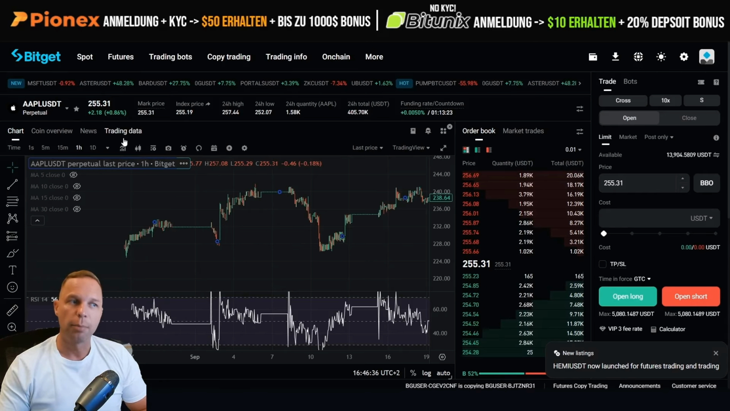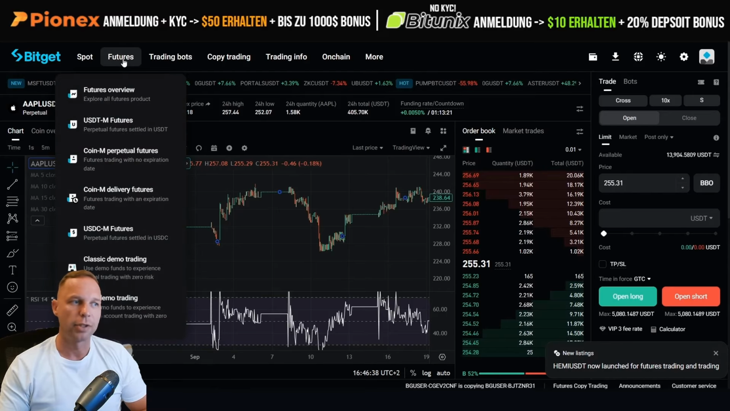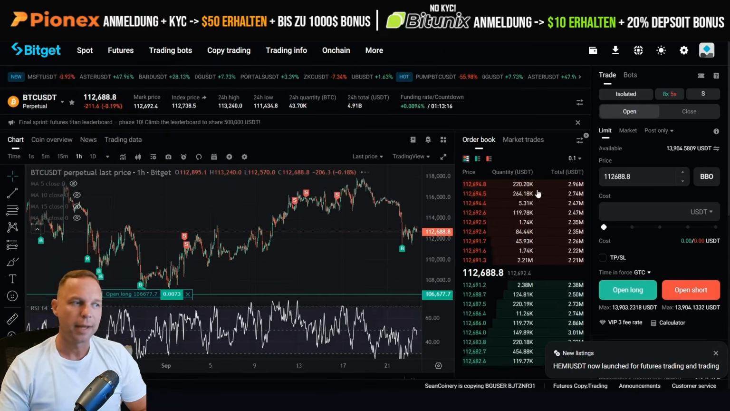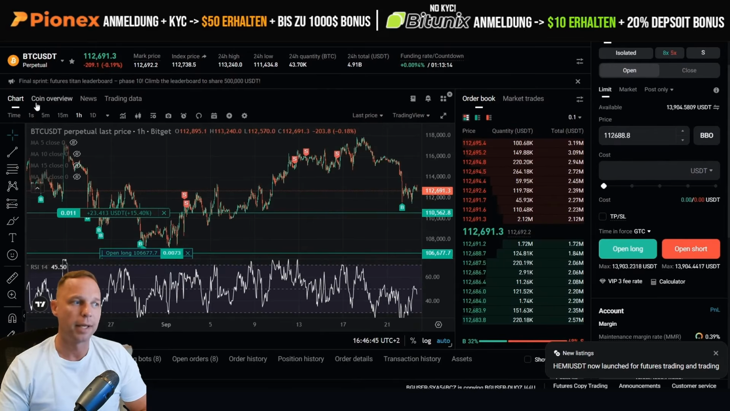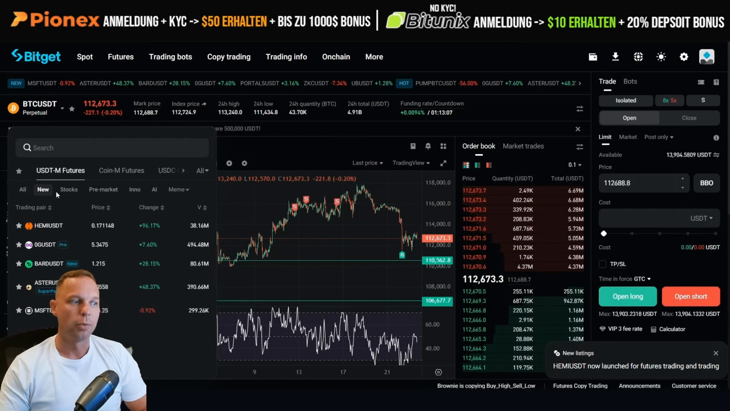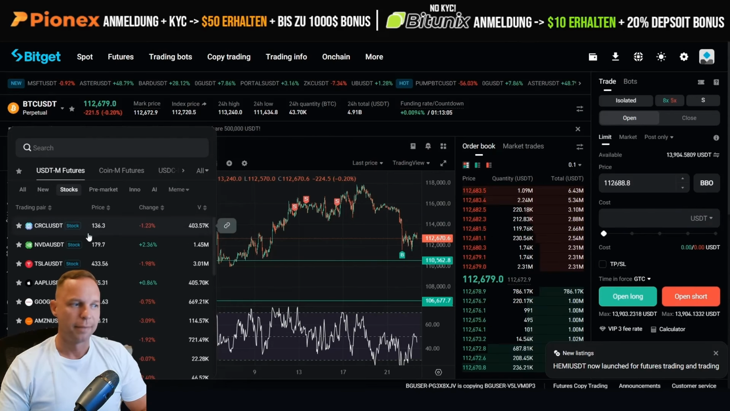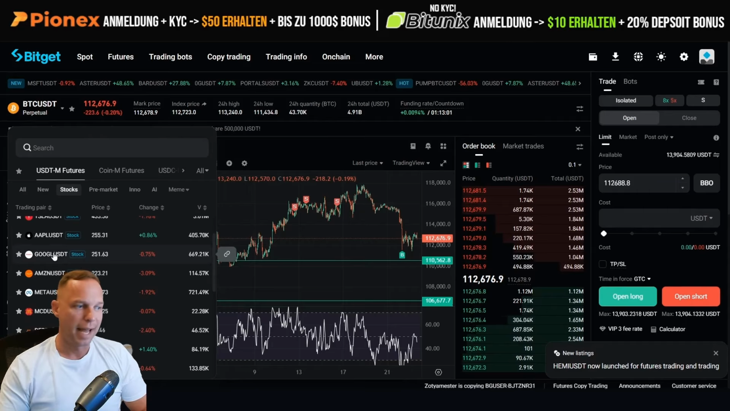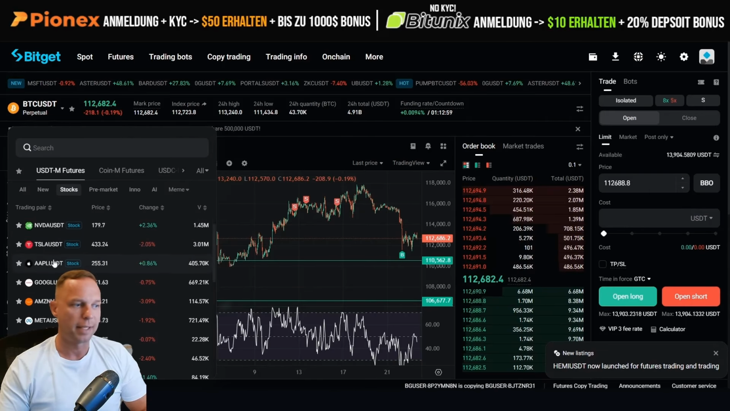If you're already on BitGet but don't know where to find this, just click on Futures at the top, then go to USDT-M Futures. After that, Bitcoin will automatically appear, and up here at this little arrow, when you're on USDT-M Futures, you have the option to select All, then New, and in this case, Stocks. And there you see, now I have the option to select NVIDIA, Tesla, Apple, Google, Amazon, Meta, and so on.